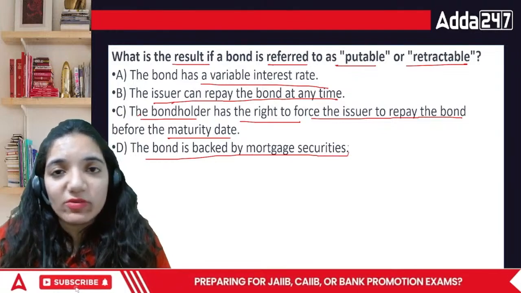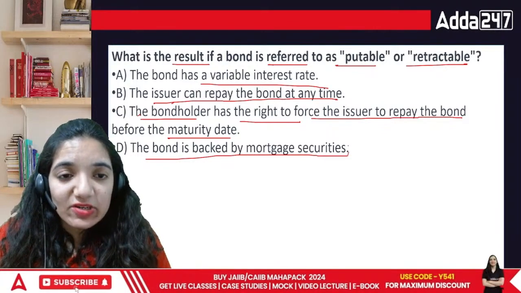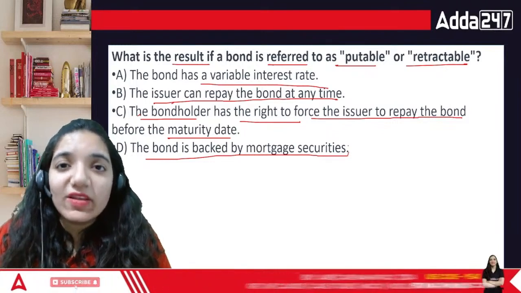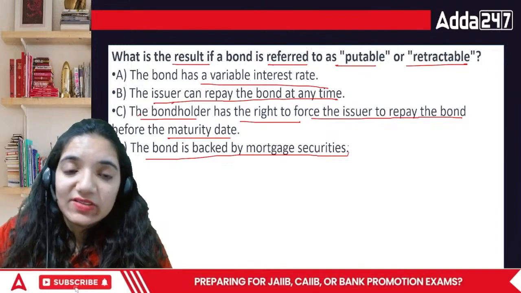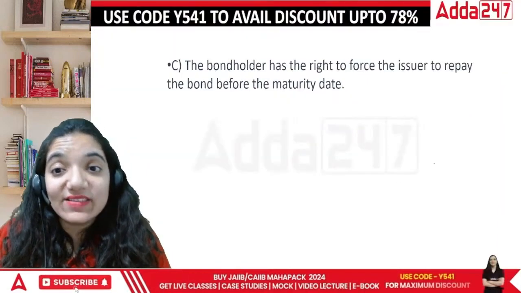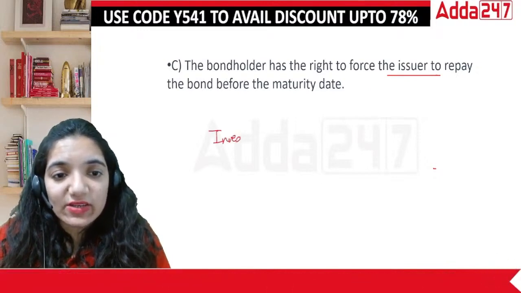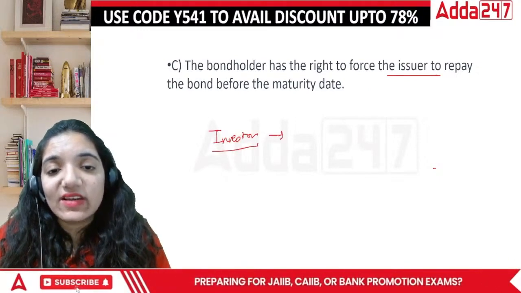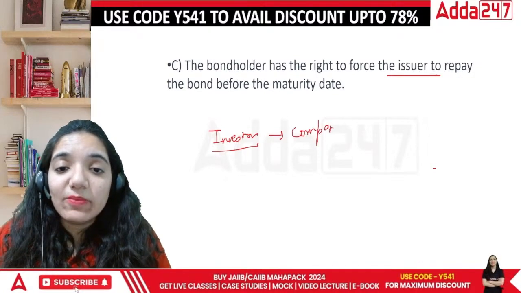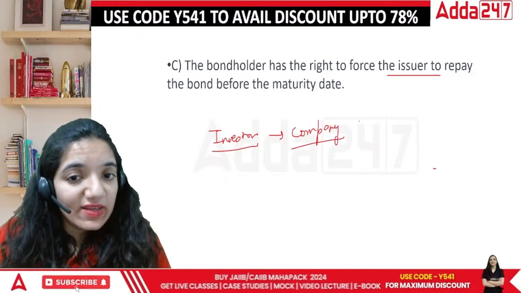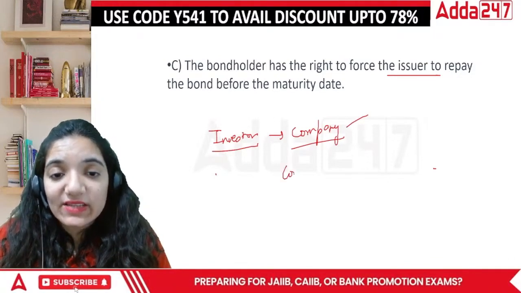No, when we talk about mortgage security, the secured ones, secured bonds. The bonds has variable rate of interest. Normally they don't. They have a specific interest rate which is already defined. So in this case, the answer is the bondholder has the right to force the issuer. See, when the investor has the right to ask the company to repay the amount he has invested right away, this is called putable.